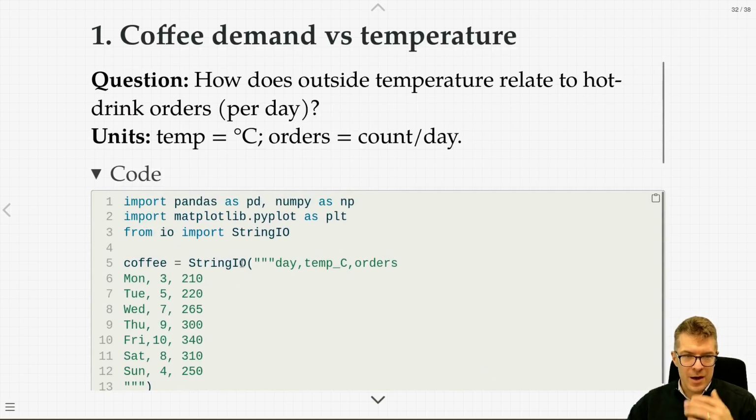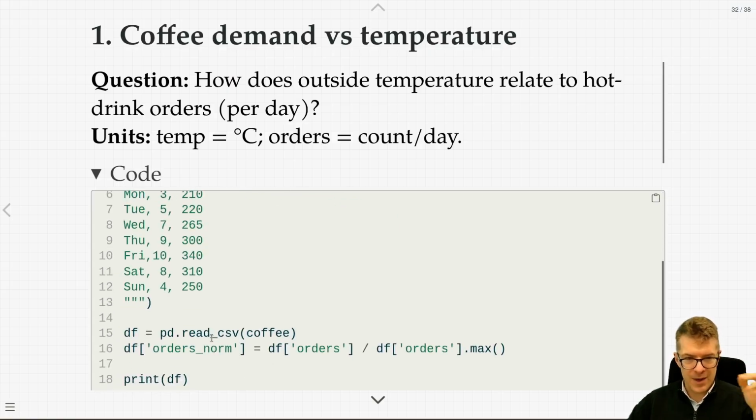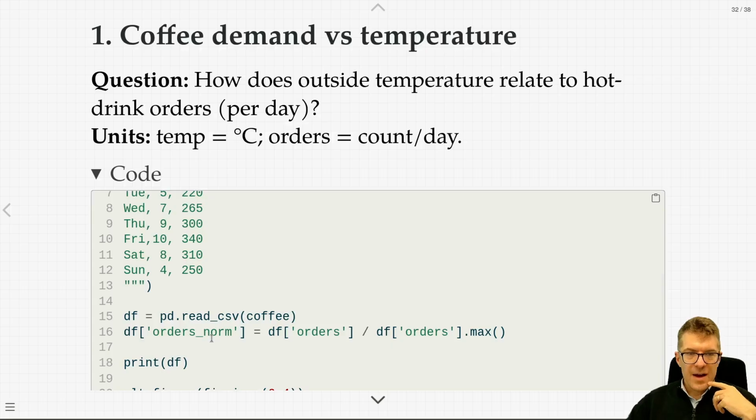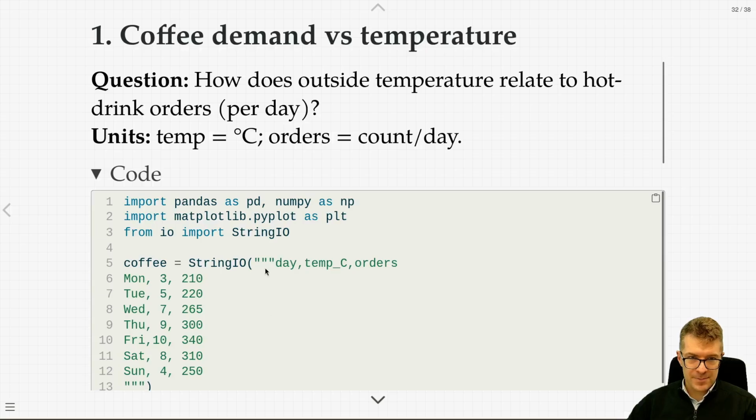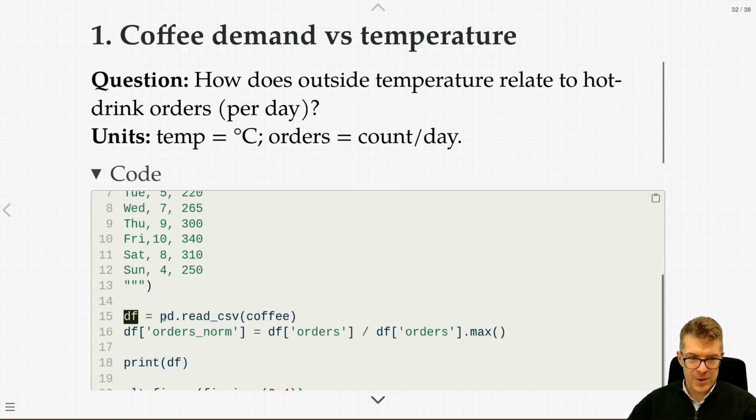Anyway, there's a fair amount going on here. I'm defining a comma-separated file over here. These day, temperature in Celsius, and orders are my headings, and then down here are the actual values in my variables. This is a CSV, so I can use read CSV to read it into something called a data frame, which is from pandas, which I'm calling PD for now. So pd.read_csv.